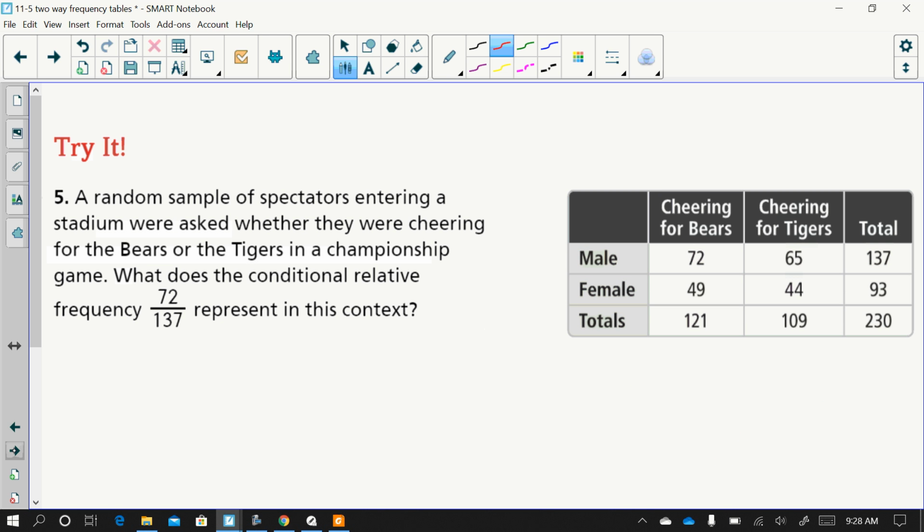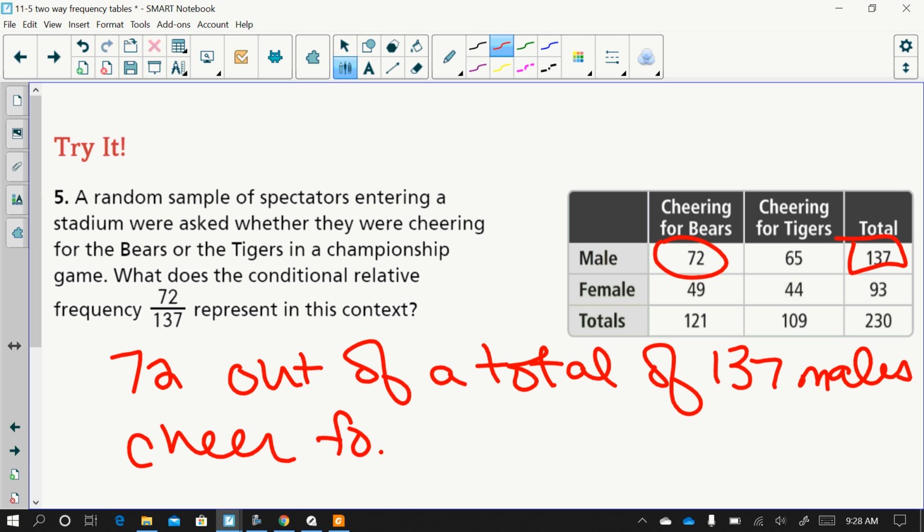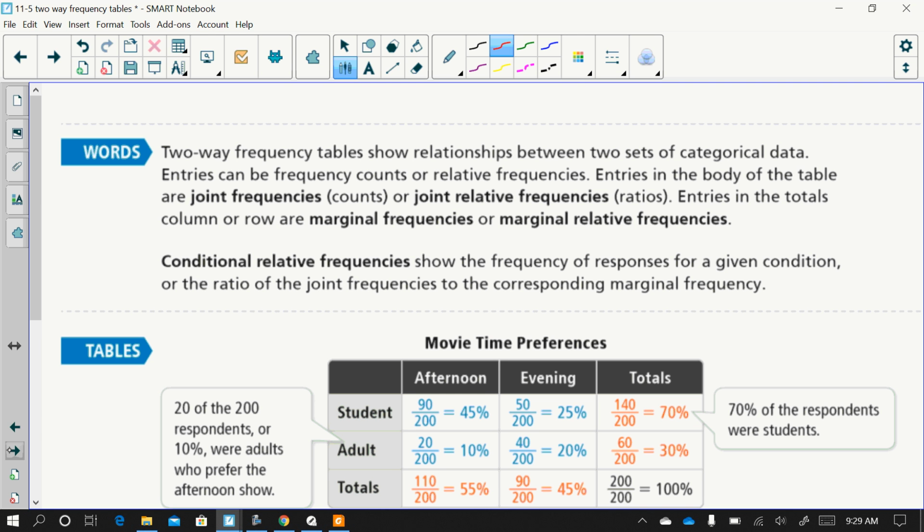Okay, try this one. So what does the conditional relative frequency, 72 out of 137, represent? Well, 137 is here. That's the total males. 72 cheer for the Bears. So 72 out of a total of 137 males cheer for the Bears. Okay, and that's what I've got.